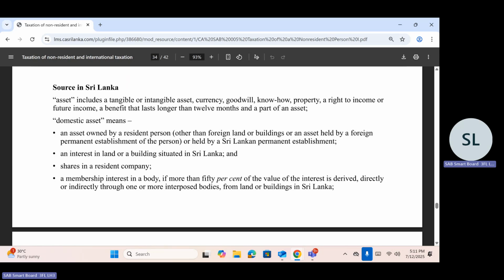But a domestic asset means an asset owned by a resident person other than foreign land or building, or an asset held by a foreign permanent establishment of the person or held by a Sri Lanka permanent establishment. An interest in land or building situated in Sri Lanka and shares in a resident company, where the membership interest in the body is more than 50% of the value, and the interest is derived directly or indirectly through one or more interposed bodies from land or building in Sri Lanka, shall be considered a domestic asset. Right?